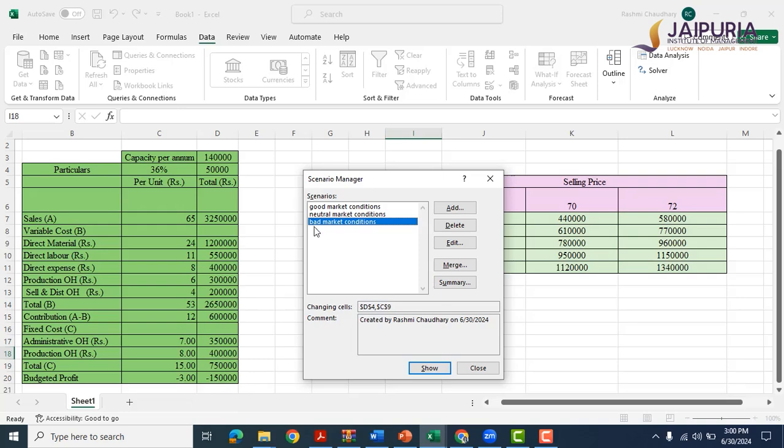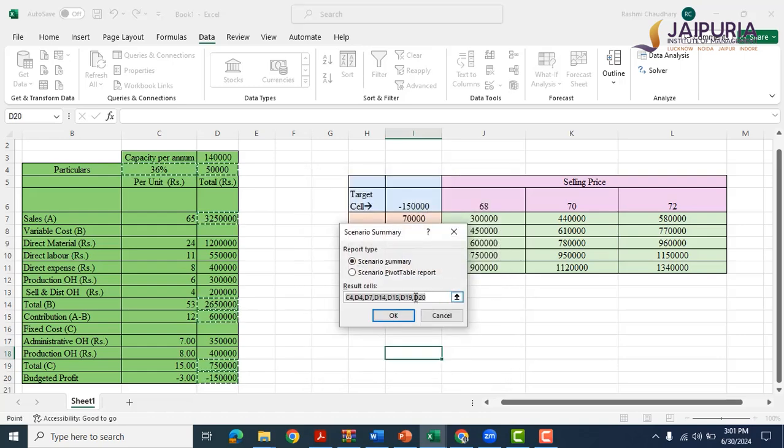So in this manner, we have created three scenarios: good, neutral, and bad. Good conditions state that you are able to sell more units, and bad conditions state that you are not able to sell that many units. If we want to see the summary of all the scenarios, let's press on the summary. If you need to see the scenario summary, you can see the scenario summary. If you need to see the pivot table report, you can click here. At present, we are selecting the scenario summary, and further, whatever cells you want to see in the summary sheet, you can select those cells.